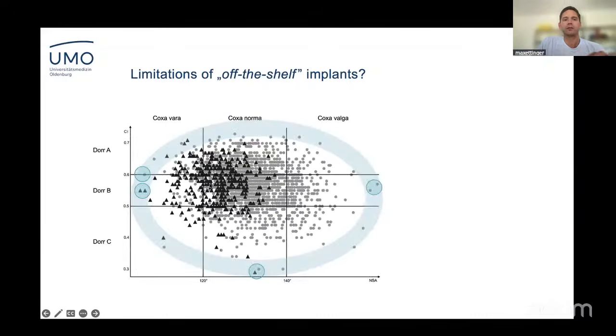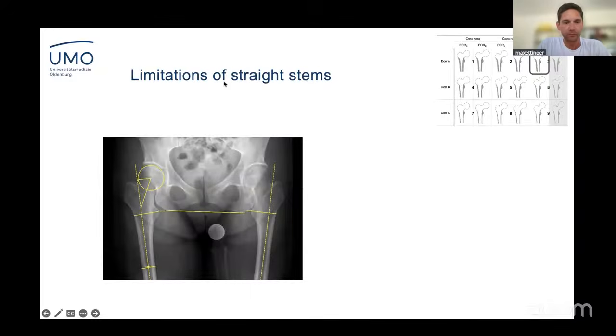What is the limitation of off-the-shelf implants when we have a look at the CPAH classification matrix? Of course, everything which is not around the middle anymore, but outside, is really tough to reconstruct with standard implants. And it is really important that those patients get an individual reconstruction as well, because they deserve proper joint biomechanics too. So this is a good example of how it is not working.